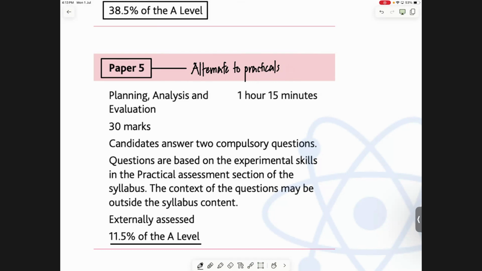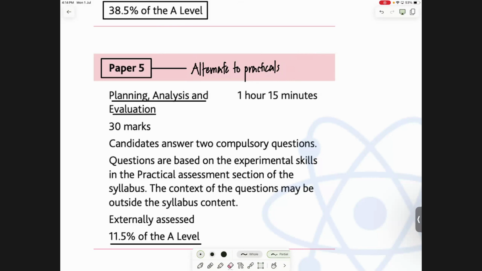Okay, what is this though? So this is planning, analysis, and evaluation. I was saying earlier, if you're from IGCSE, there's a paper called Alternate to Practicals, where what did you do? There were information provided, you had to analyze them, right? This is basically that paper. Practicals are 9, so this is the alternate to practicals.